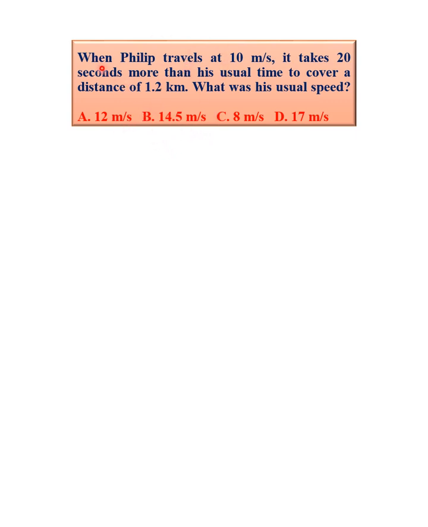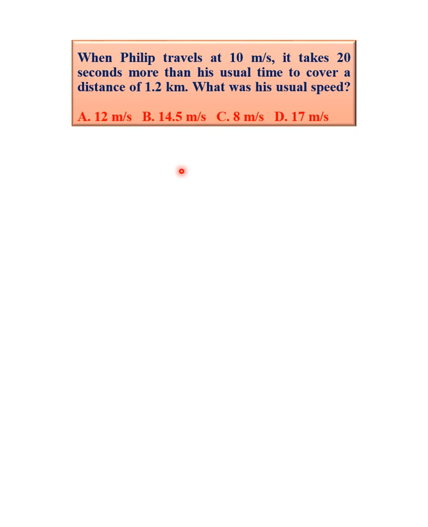It says when Philip travels at 10 meters per second, it takes 20 seconds more than his usual time to cover a distance of 1.2 kilometers. What was his usual speed? These are the options available to choose from.